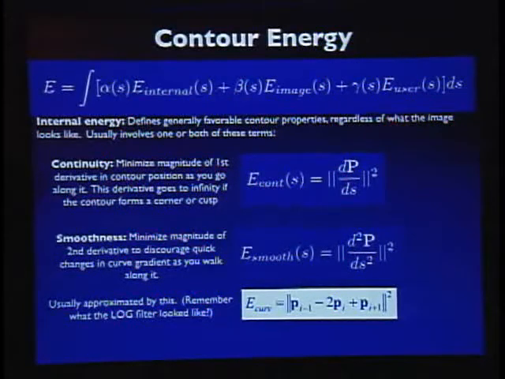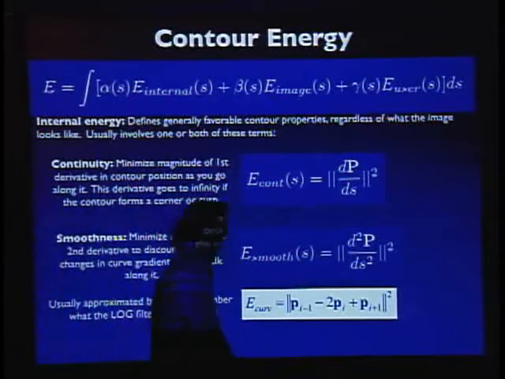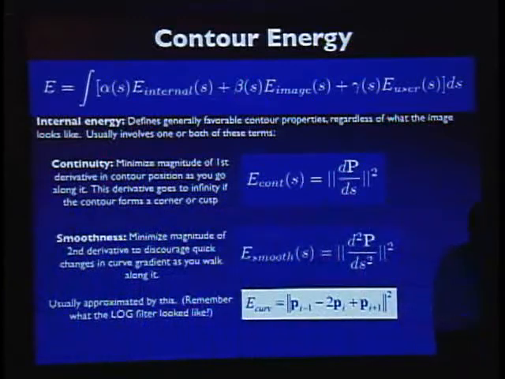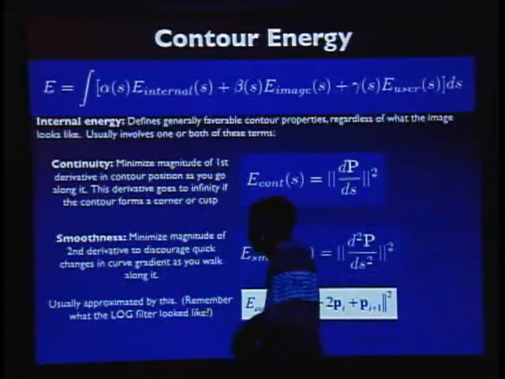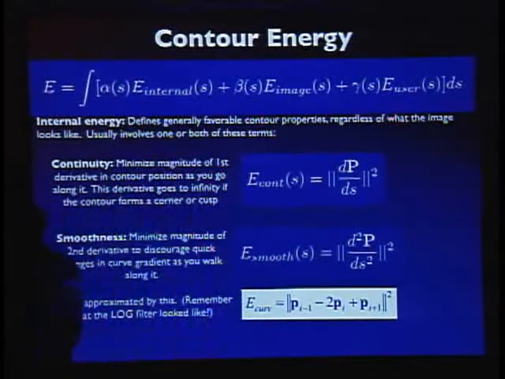So E internal is what's called the internal energy. This says, regardless of what the image looks like, there are general shape properties that I think are favorable, that I want my contour to have, regardless of how the imaging data looks. The image could look like anything. And for example, what you can do is say, I want the boundary to have continuity. I don't want corners, and I don't want cusps.